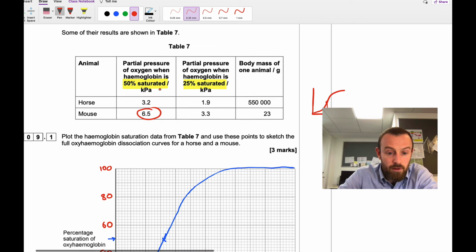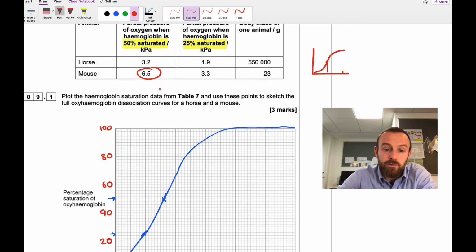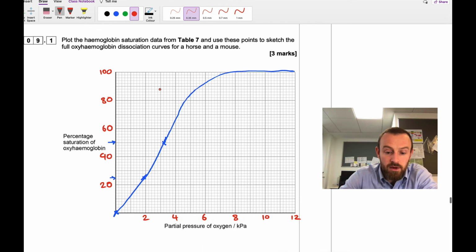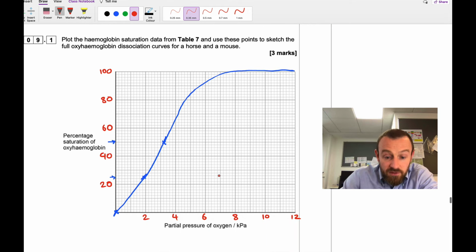All right, what's the other one? The mouse. Okay, so we want 6.5 and 3.3. So 6.5 for 50. So 50 is going to be at 6.5. That's going to be right there. And then 25 is going to be 3.3. So that's 3.3 is going to be there.